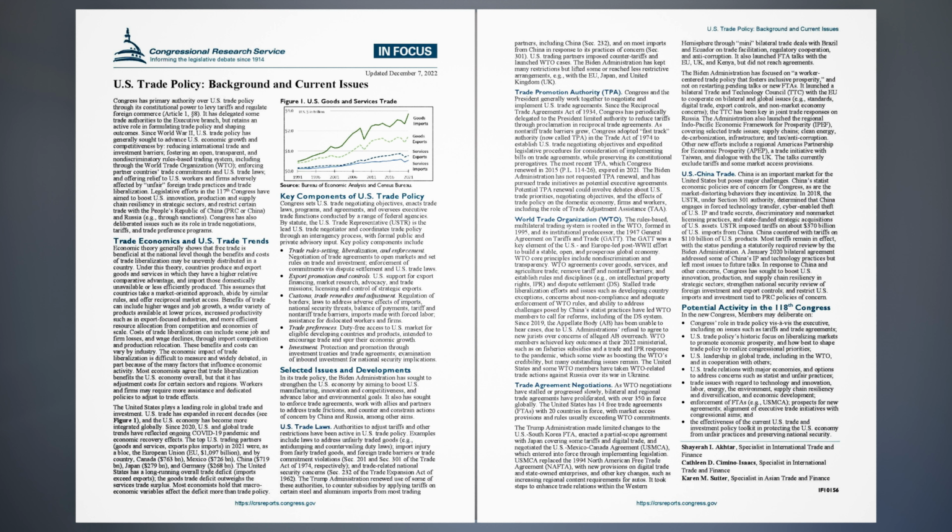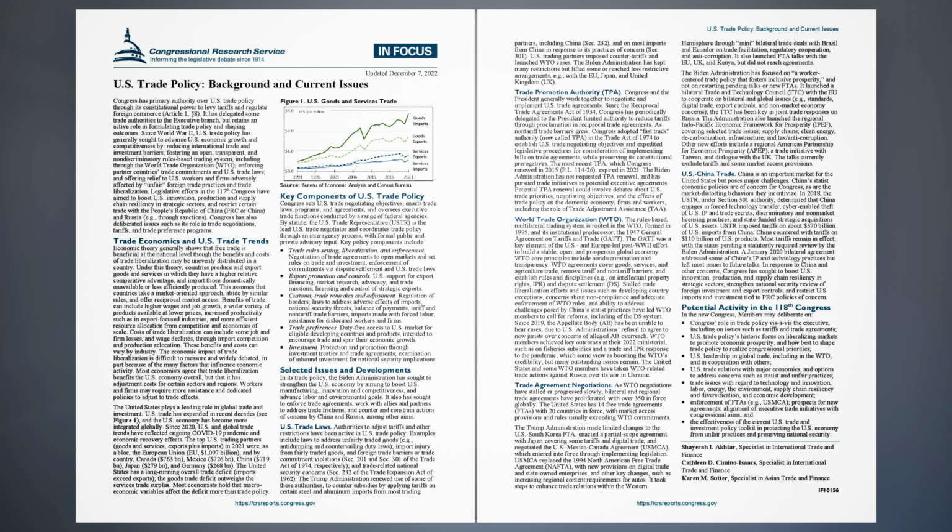The Biden administration has focused on a worker-centered trade policy that fosters inclusive prosperity, and not on restarting pending talks or new FTAs. It launched a Bilateral Trade and Technology Council, TTC, with the EU to cooperate on bilateral and global issues, for example, standards, digital trade, export controls, and non-market economy concerns. The TTC has been key in joint trade responses on Russia.